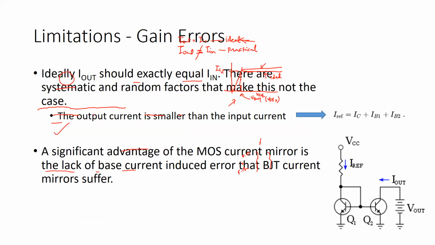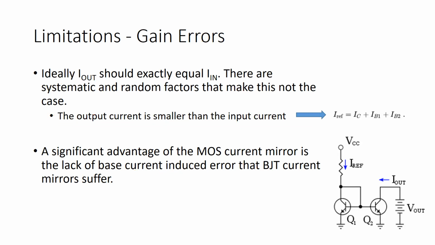Now we talk about all these limitations one by one. Due to mismatch of the transistors, some temperature variation and some disturbances, the first limitation is about gain. We expect that I out is exactly equal to I in in an ideal case, but this is not going to be the case for practical reasons. And the first reason is the gain one.